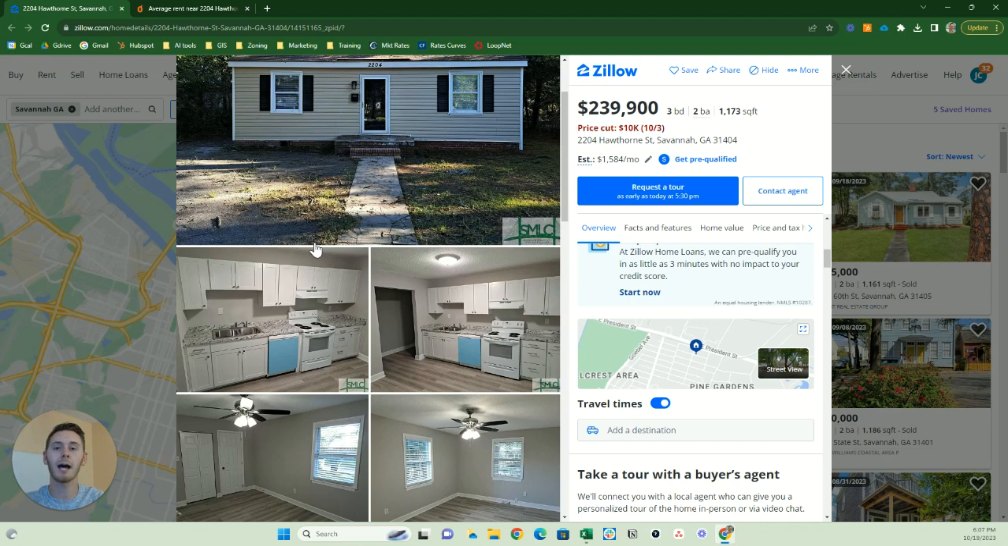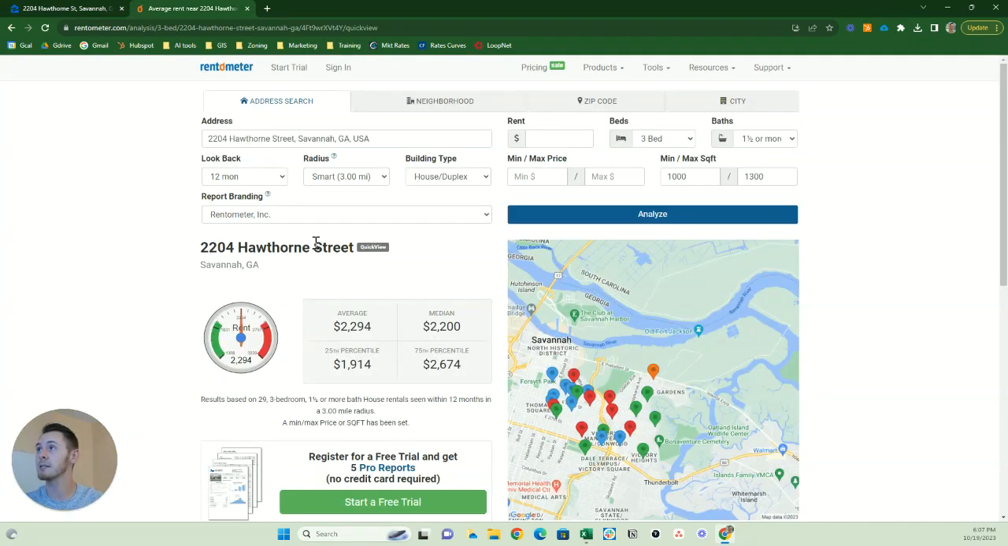So there's a lot of different sources. You can go on Zillow and look at what our property's renting for. There's a lot of different websites like Rentometer, so I just popped in the address here, 3-bed, 1.5 or more baths, look back 12 months. And then I defined a minimum square footage for comps of 1,000, 1,300 is a max. And then it builds out a little bell curve here. So you can see the 25th percentile, 75th percentile, what is the median and what's the average.